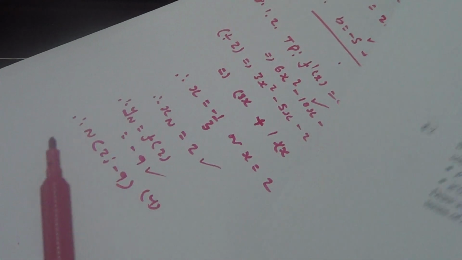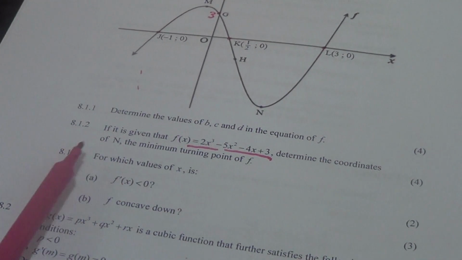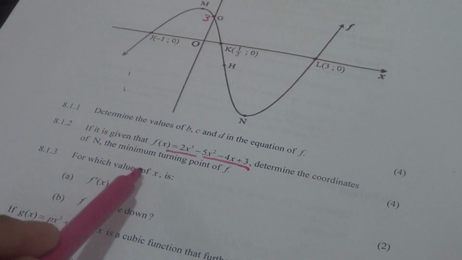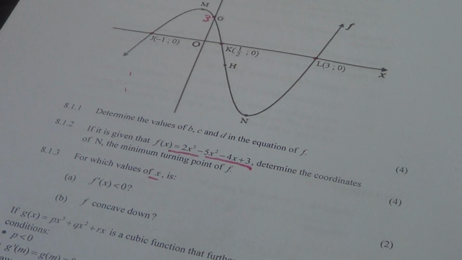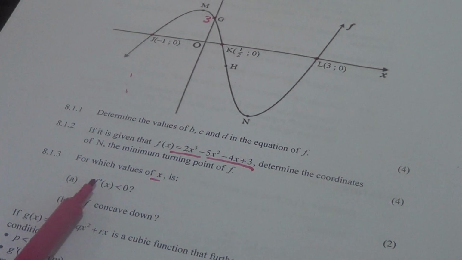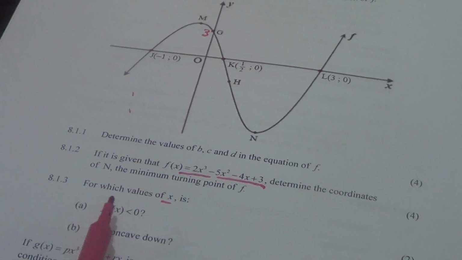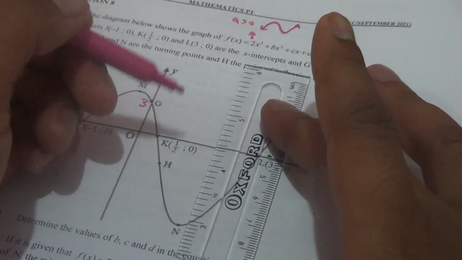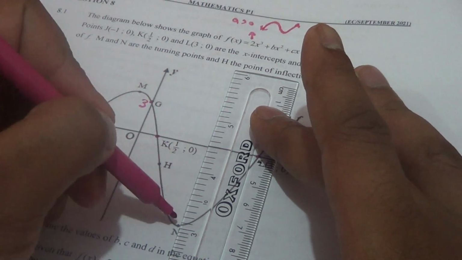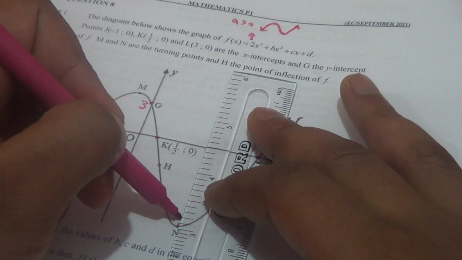Now let's have a look at these next few questions. This one says now 8.3, for which values of x, so that is in the domain, will f prime of x be less than 0? So when will the derivative of our function be less than 0? Now I need you to remember something, that the derivative, the first derivative, helps us to find the x coordinates of the turning points, right?